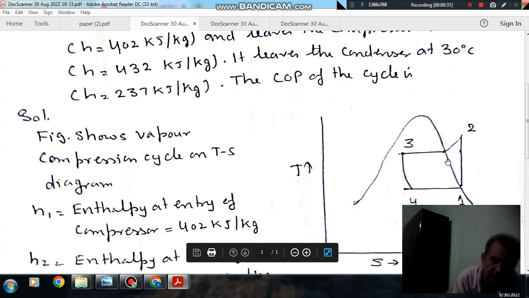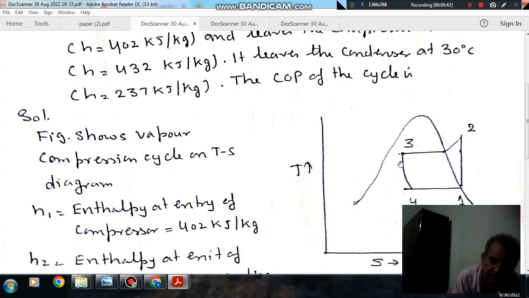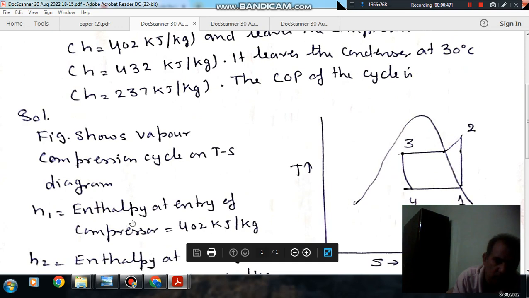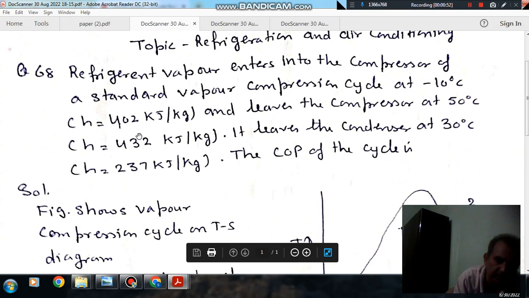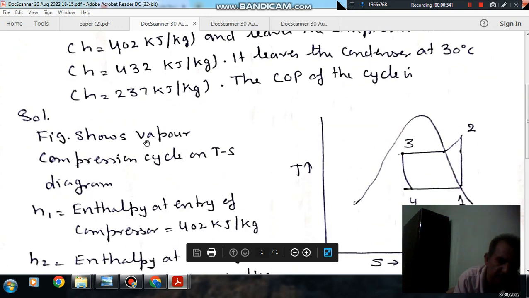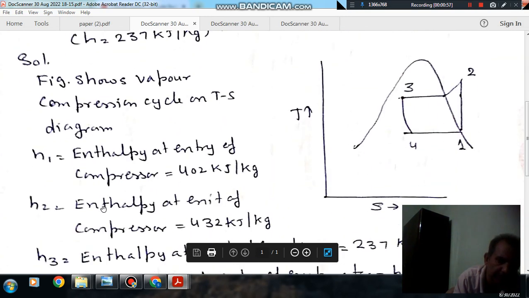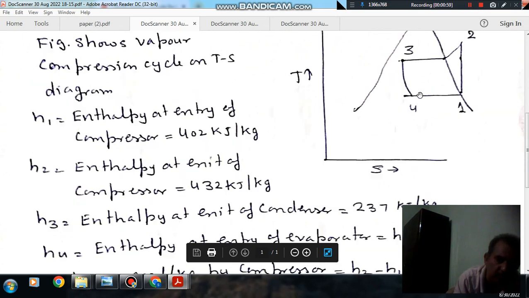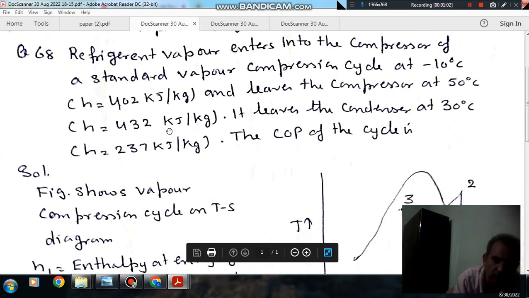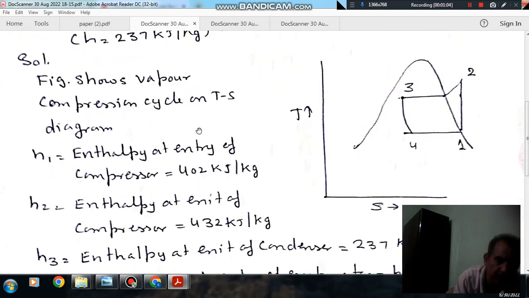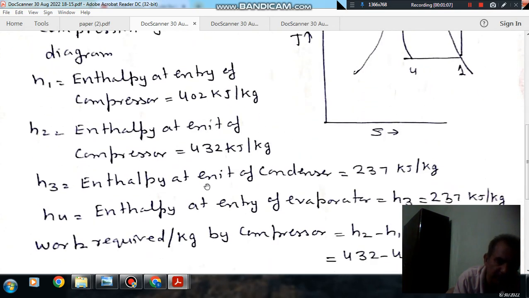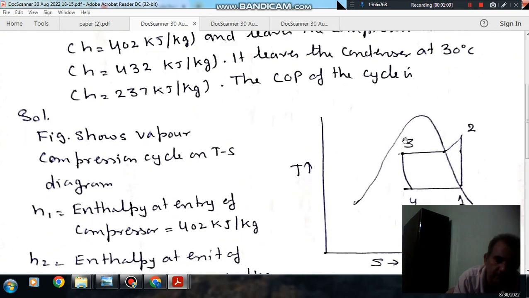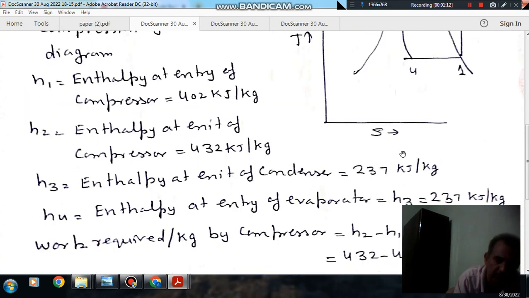So this is the typical vapor compression cycle. 1-2 is compression, 2-3 is condensation, 3-4 is throttling, and 4-1 is evaporation. So H1 is given as 402. The enthalpy at the beginning of the compression is 402 kilojoule per kilogram, the enthalpy at the exit of the compressor is 432 kilojoule per kilogram, and the specific enthalpy at the exit of the condenser is given as 237 kilojoule per kilogram.